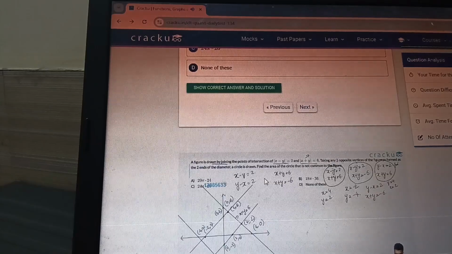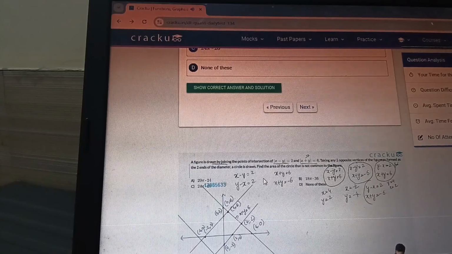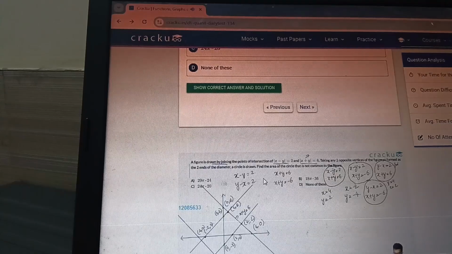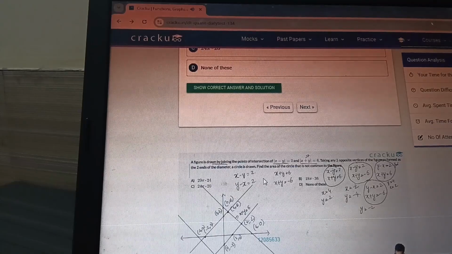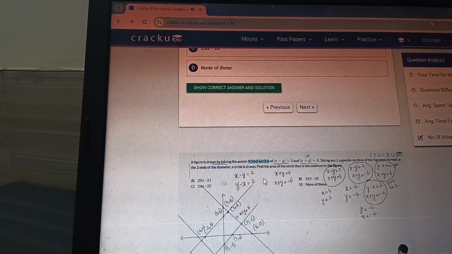Similarly, for the last pair, if you are adding both of these equations, you are going to get that 2y is equal to minus 4, or the value of y is equal to minus 2. So the value of x is equal to minus 4. So this will be equal to minus 4, minus 2.